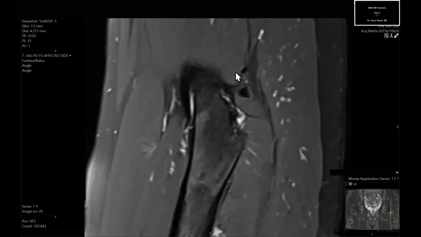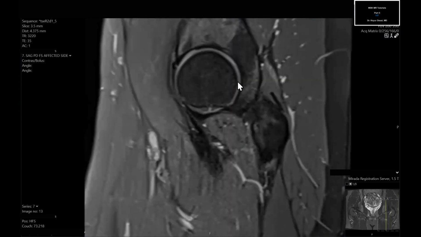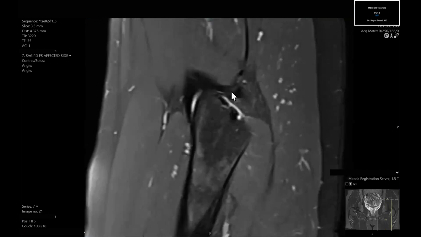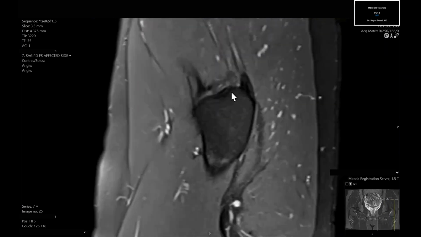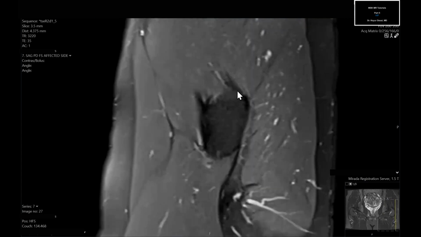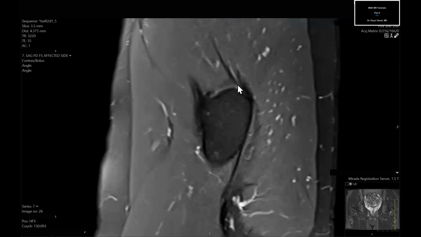The other thing I like using the sequence for is a tiebreaker for when you're not really sure what's going on with the gluteus minimus and medius musculature. As you come out more laterally, you can actually see the tendons pretty well as they're inserting on the more anterior portion of the greater trochanter, so this being minimus, and the more posterior portion of the greater trochanter being medius. Minimus, medius.